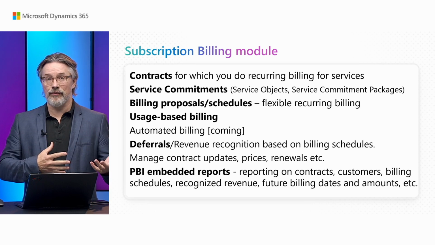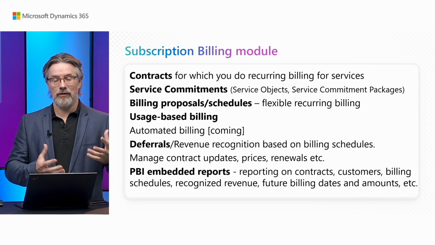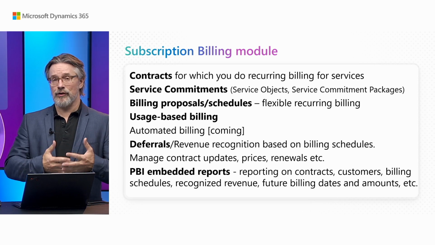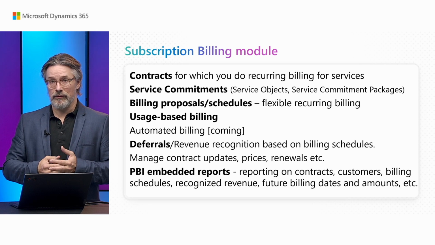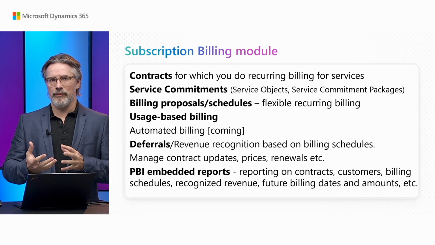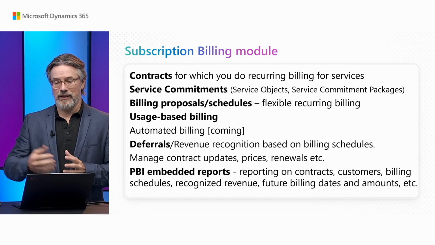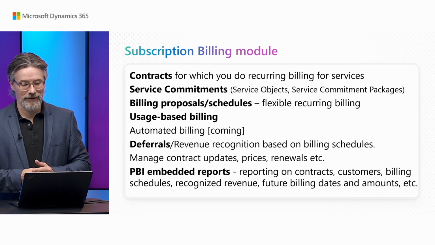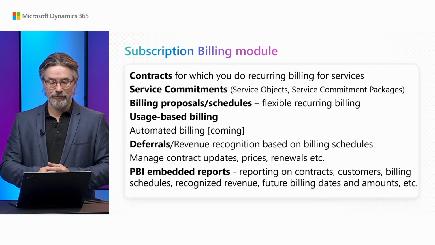There's a concept of contracts, which you would normally expect when you have a subscription. You have a contract for what it is that you will get recurring invoices for. You have service commitments, which specify the thing that you will be invoiced for. Like it can be tickets, minutes, usage of something, or just a service that is provided to you on a recurring basis. There are some objects behind it with prices and costs, and maybe some other linked service commitments.